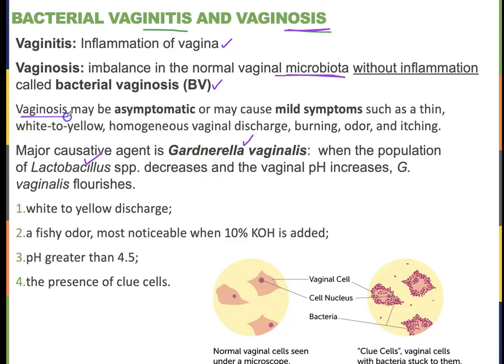So for vaginosis, we're going to spend most of the time on vaginosis. Vaginosis is asymptomatic, or it can give you mild symptoms. Women may experience discharge. They might experience burning, odor, and itching in that area. This is going to be treated with antibiotics. So these are basically the hallmark signs of vaginosis caused by Gardnerella vaginalis.